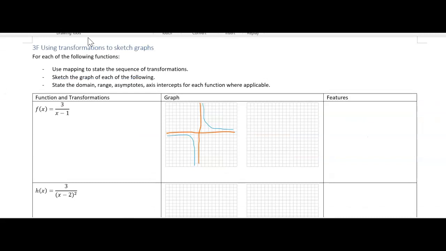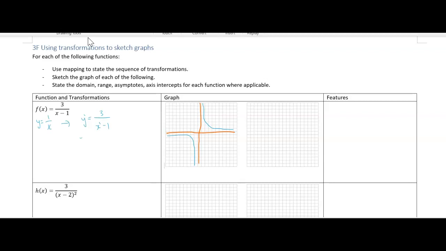Just remember, you're not always going to have your calculator, so you need to be able to sketch. In the previous section, 3E, we looked at what the transformations were. We're effectively doing the same thing, but instead of talking about the transformations, we're graphing. So we're going from y equals 1 over x, your basic hyperbola, to y dash equals 3 over x dash minus 1. That's the image after our transformation.